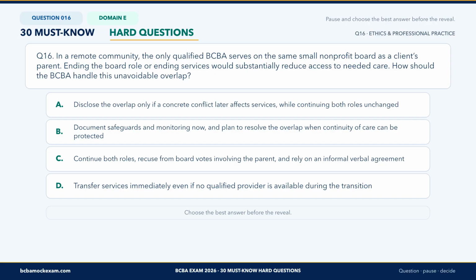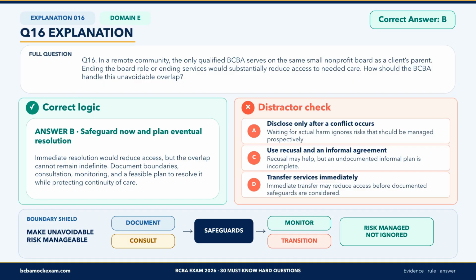Now select the option that fits every part of the stem. Active risk management makes B the balanced answer. Document safeguards and monitoring now, and plan to resolve the overlap when continuity of care can be protected. The overlap may be difficult to avoid, but it creates foreseeable boundary and conflict risks that require active mitigation.